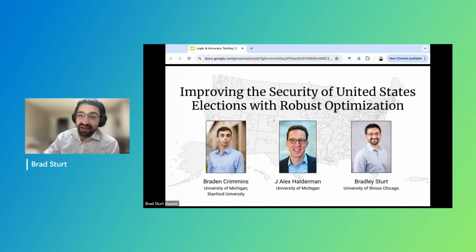And so anyway, it's a pleasure to be here. As Josh mentioned, I'm an assistant professor of operations research at the University of Illinois in Chicago. And for the past 2 years or so, I've been working on using my area of research, which is mathematical optimization, to improve security and public confidence in vote counting. And so that's the work I want to present today.